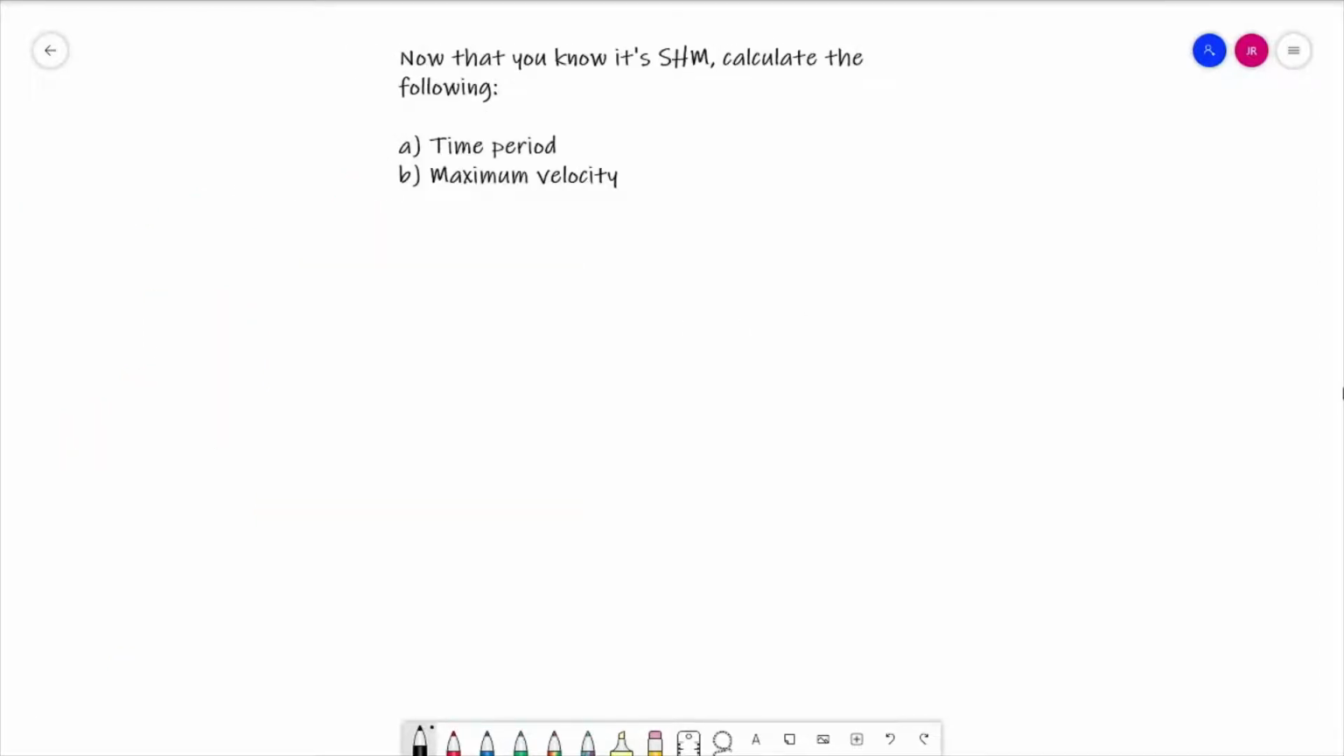So now that we know that, in theory, of course, if we were to do that, it would undertake SHM, what you can do is have a go at calculating the time period and the maximum velocity. So once again, pause the video, go and do your calculations, and then come back when you think you're done.